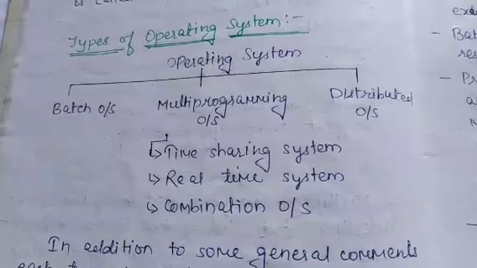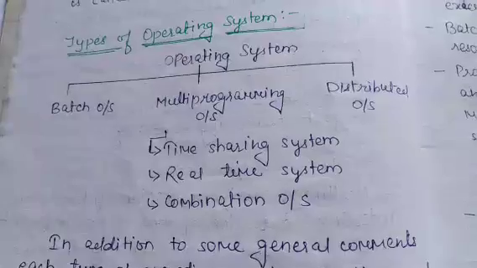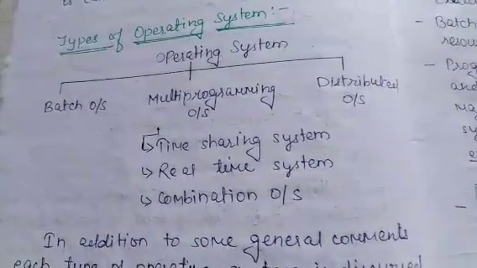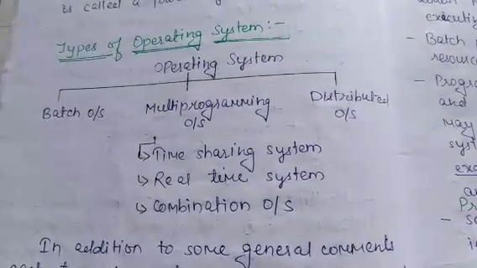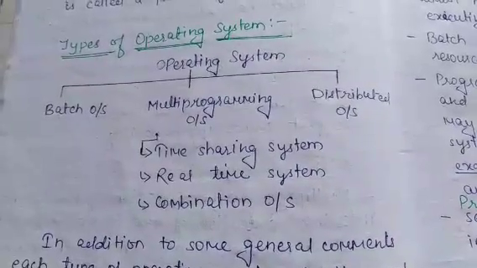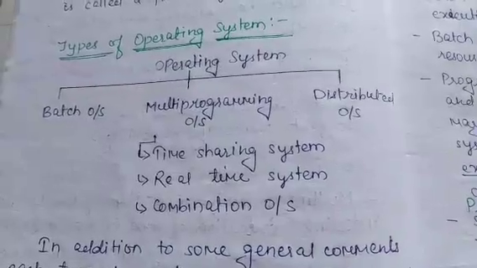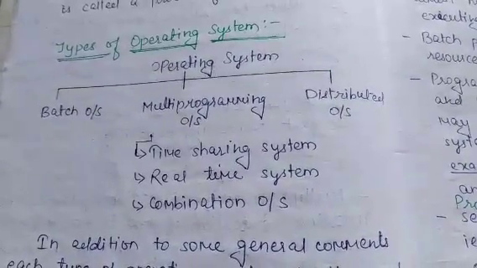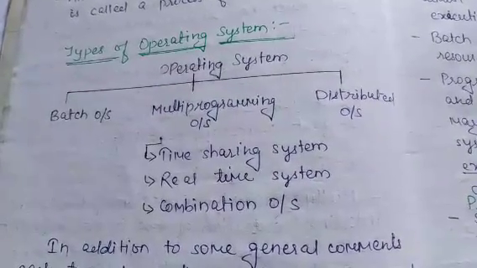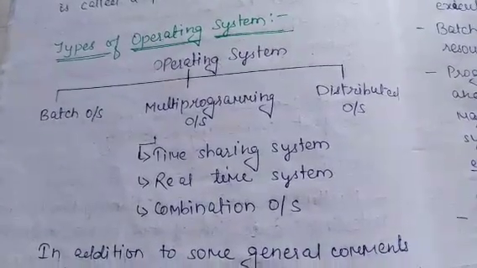Today we will learn different types of operating system. Till now we know there are many functions of operating system, and an operating system is required to work with the computer system. According to their use, their application, their purpose, and hardware attached, there are so many types of operating system we have.